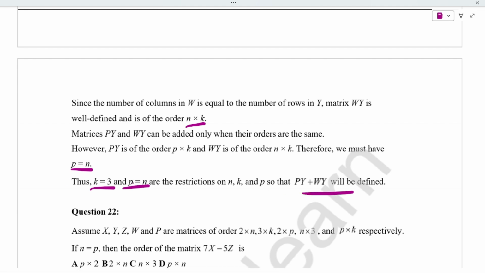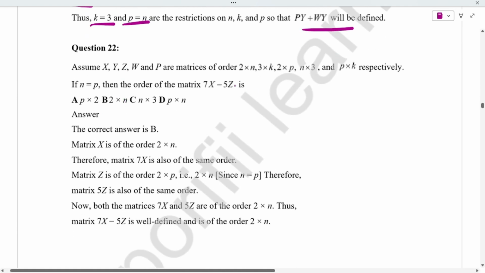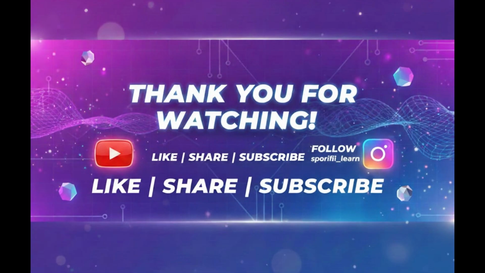Now let's see the next question, that is the same type they have given. Here it will be 2 cross N, because 7X minus 5Z they have given. For that it will be in the order of 2 cross N. This is exercise 3.2.